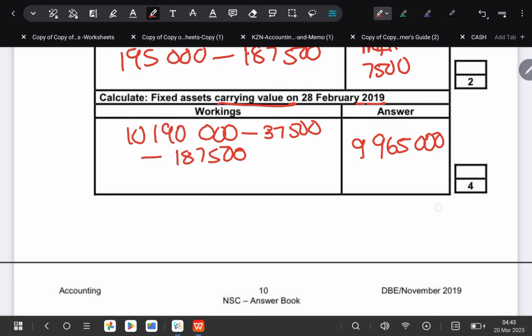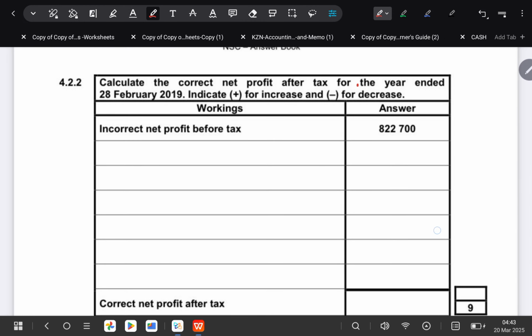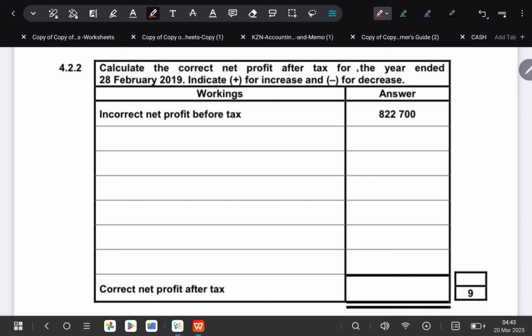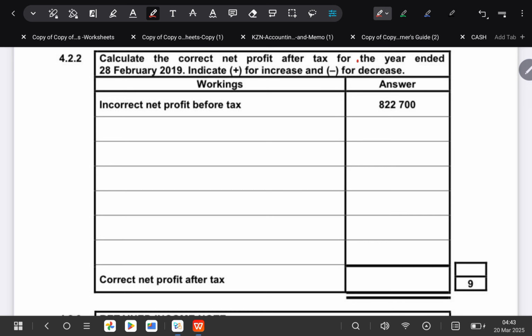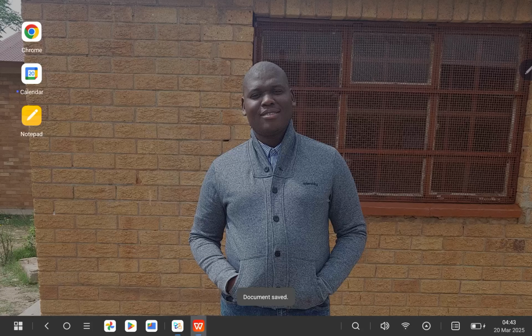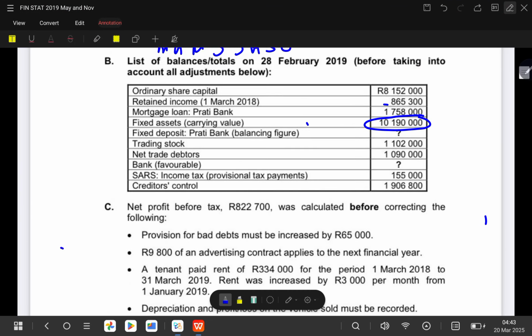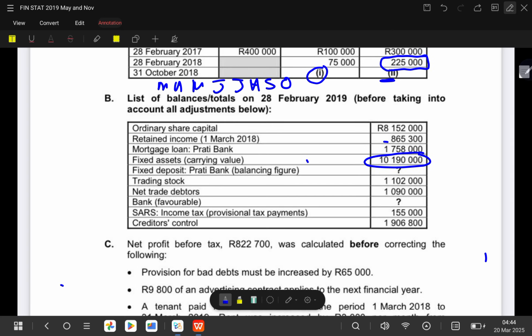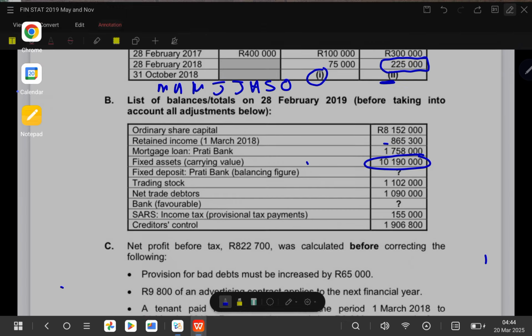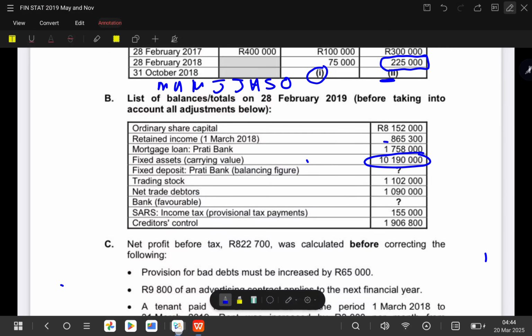And then from there, they want us to complete the incorrect net profit. They gave us the incorrect net profit before tax. So I suggest that when you are doing the balance sheet, always make sure that you start by entering the balance sheet items. Okay, so when we check here, our balance sheet items that we're given here, we can see that we have some things that are going to be entered in the balance sheet. So let's see. So our ordinary share capital is given to us.